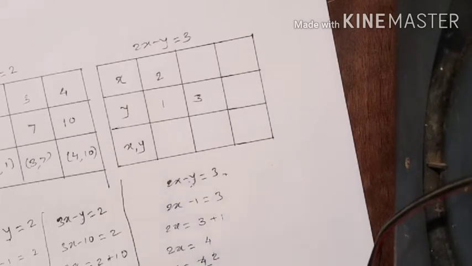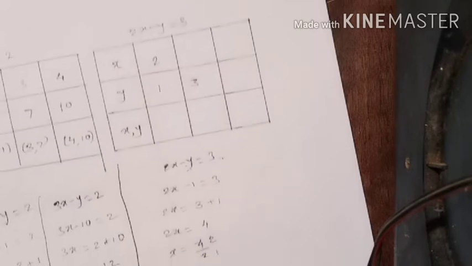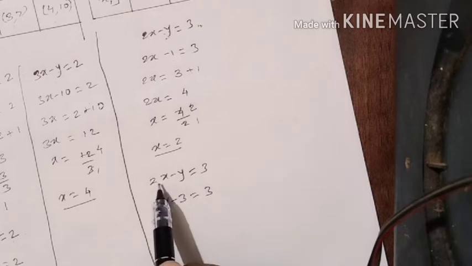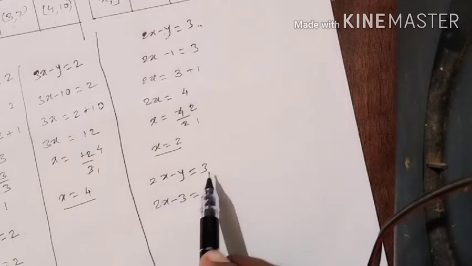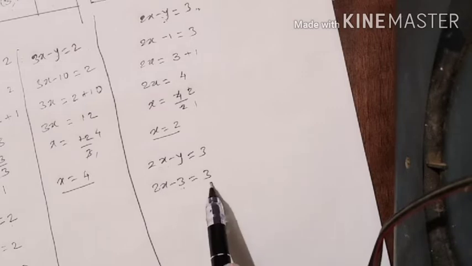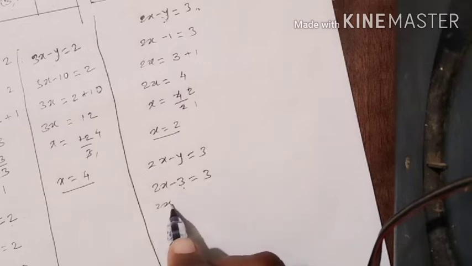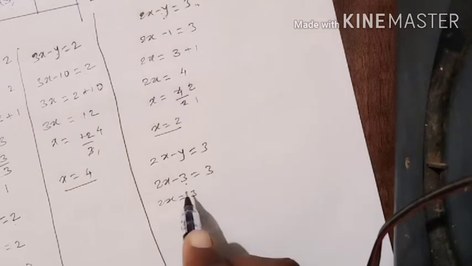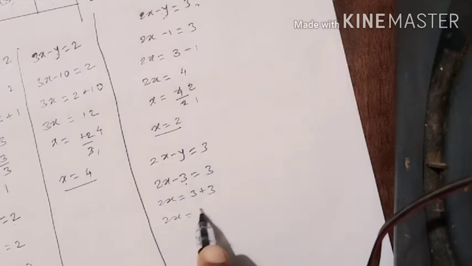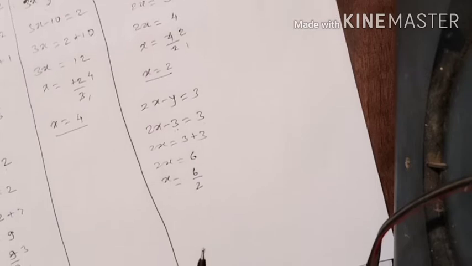2x minus y is equal to 3. It is an equation, and we are putting the value of y as 3 here. Therefore, 2x minus 3 is equal to 3, and 2x is equal to 3 plus 3, since minus 3 becomes plus 3. Therefore, 2x is equal to 6. Therefore, x is equal to 6 by 2.